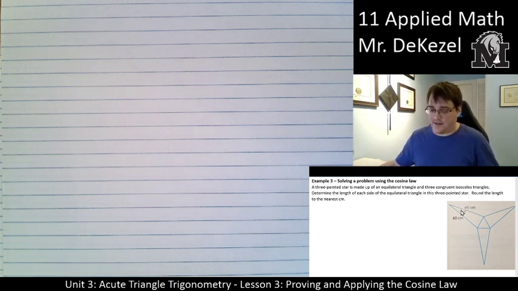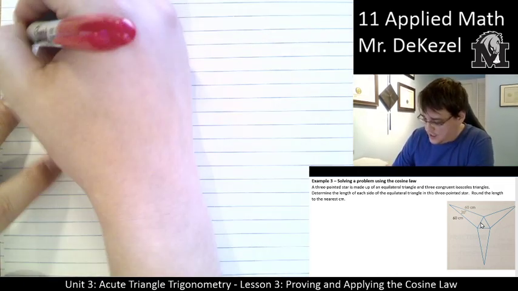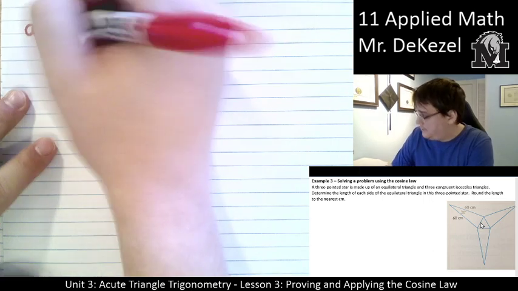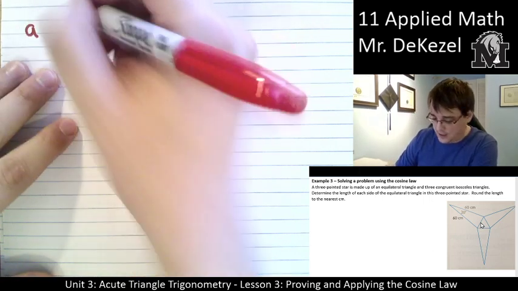Determine the length of each side of the equilateral triangle. Well, I know they're going to be the same, so I only need to find one. And I can pretty clearly use the cosine law when I have two sides and an angle all beside each other to find out what this side would be. The unknown side is across from the angle, which is exactly what I need. So I'm just going to call it side A.